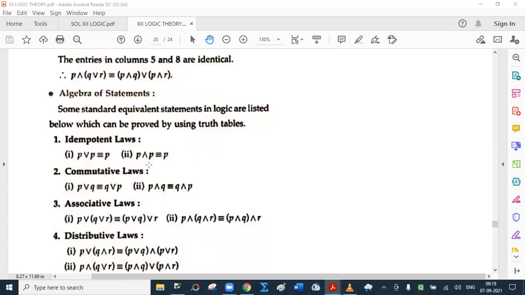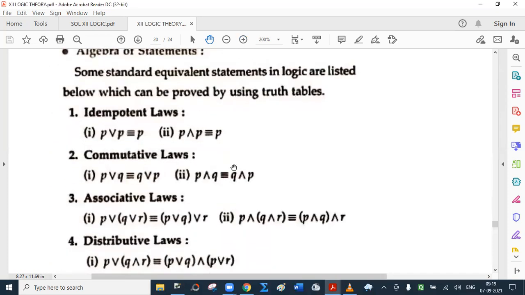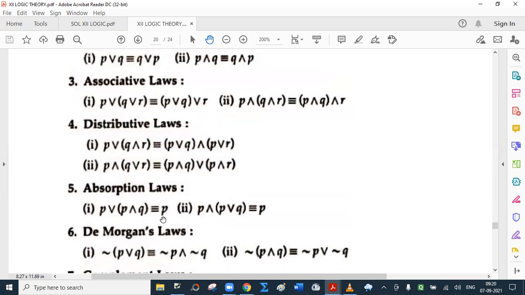The first one is idempotent laws. P or P is P, obviously. P and P is P. Commutative laws. P or Q is the same as Q or P. P and Q is the same as Q and P. Associative laws. (P or Q) or R is P or (Q or R). (P and Q) and R is P and (Q and R). Distributive laws. P or (Q and R) is (P or Q) and (P or R). P and (Q or R) is (P and Q) or (P and R).